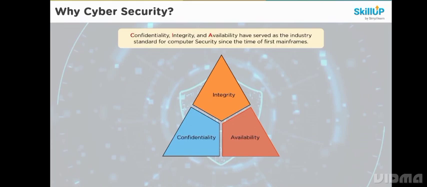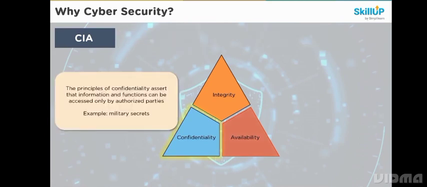Also known as CIA, not to be confused with the American Intelligence Agency. But here we're looking at three different pillars where we want our data to remain confidential, the integrity of that data to be intact, and the data to be made available at all points in time. So let's talk about these three aspects. The principle of confidentiality asserts that the information and functions can be accessed only by authorized parties. So, for example, even if you password protect your file, what is it that you're trying to do? You're trying to prevent other users from accessing your data and peeping into your files so that your data remains confidential. It is only shared with people who know the password.